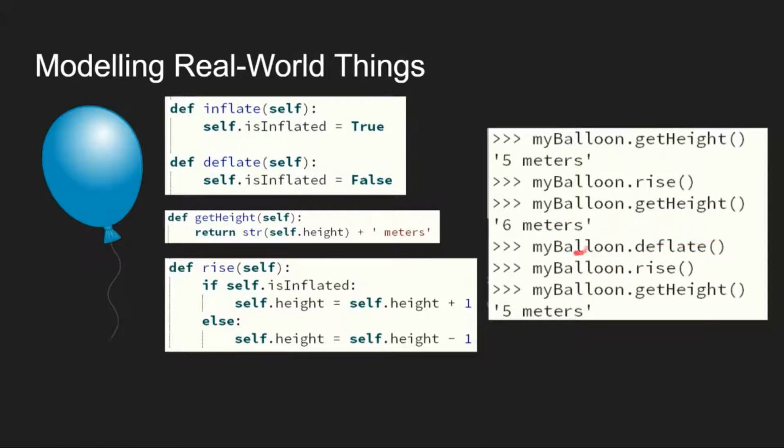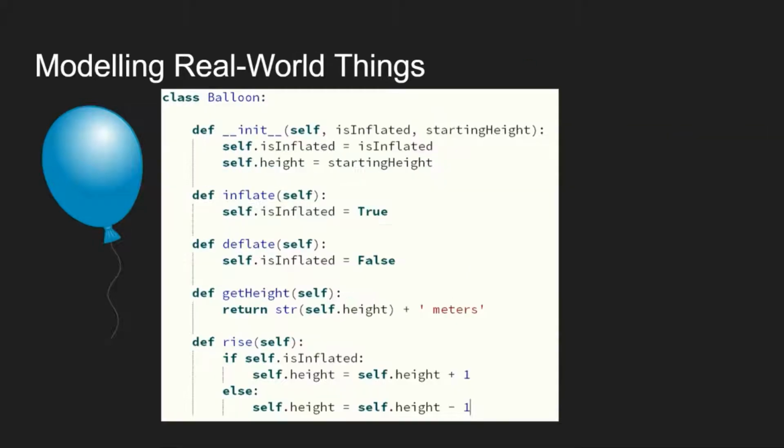Then we can deflate the balloon, which sets the variable isInflated to false. Then we can call the rise method again, and call myBalloon.getHeight, and we can see that it's descended back down to 5 meters because it's not inflated anymore. So this is the entire balloon class, and let's start breaking it down function by function. But before we do, notice that it starts with the keyword class and then the name of our class, balloon. The rest of this code is an indented block that's part of the class balloon.